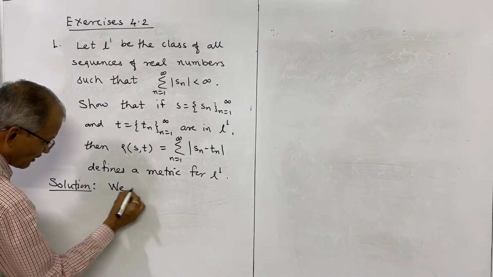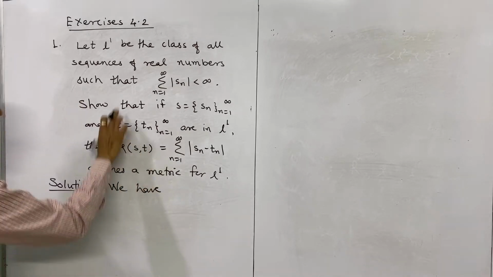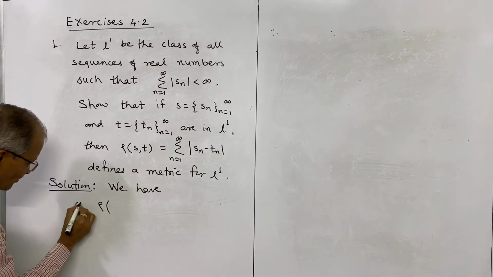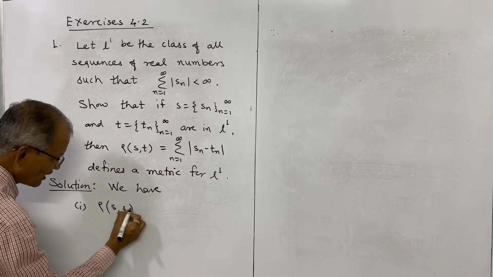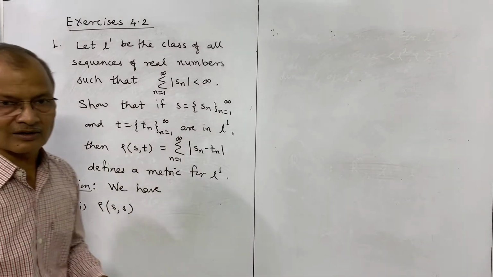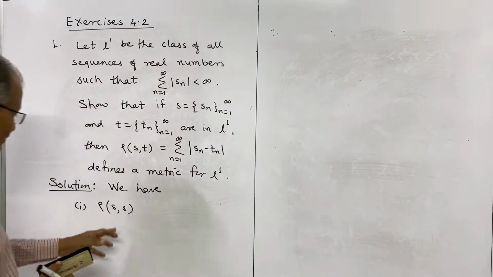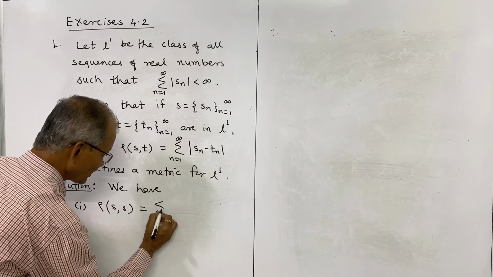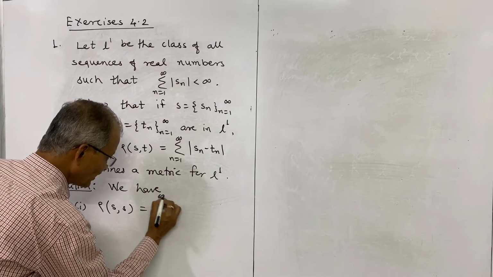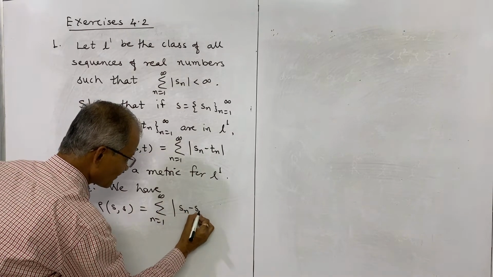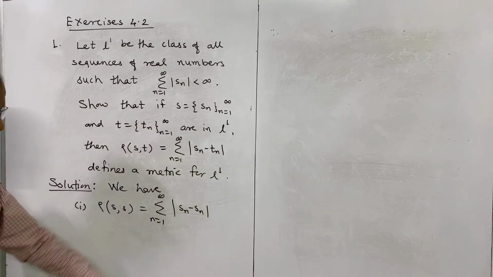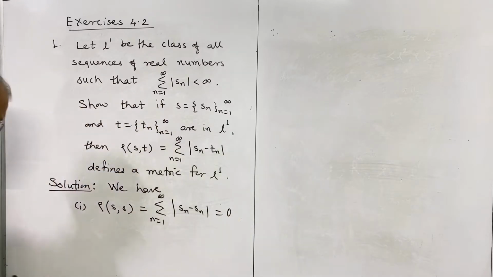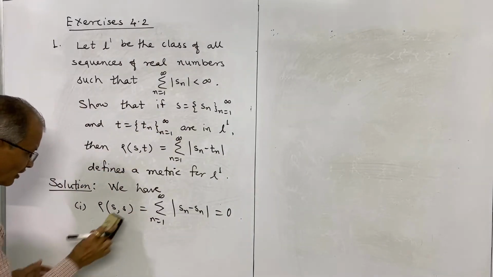by taking these notations we directly write, for the first property, rho of S and S. The sequences are denoted by S and T, so we take rho of S and S. This is equal to summation n takes value 1 to infinity Sn minus Sn, and this is 0. Sum over 0, each term is 0, and that is 0. The first property is satisfied. And now what about the second?